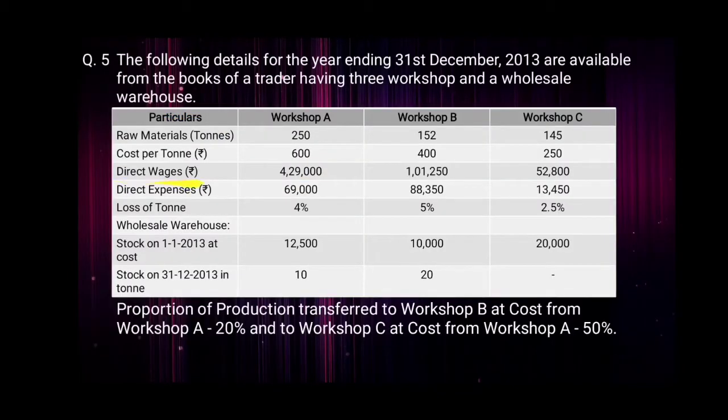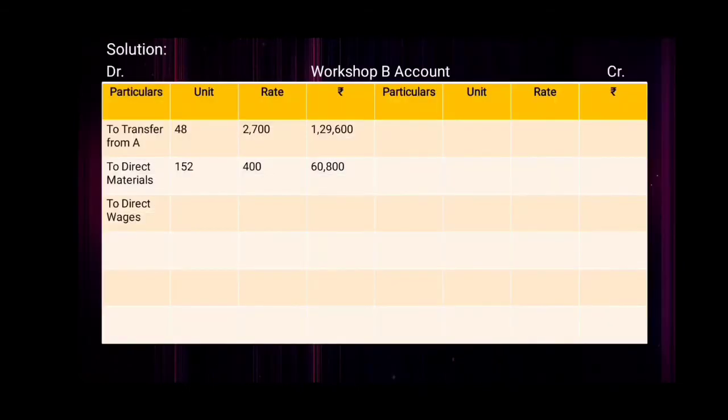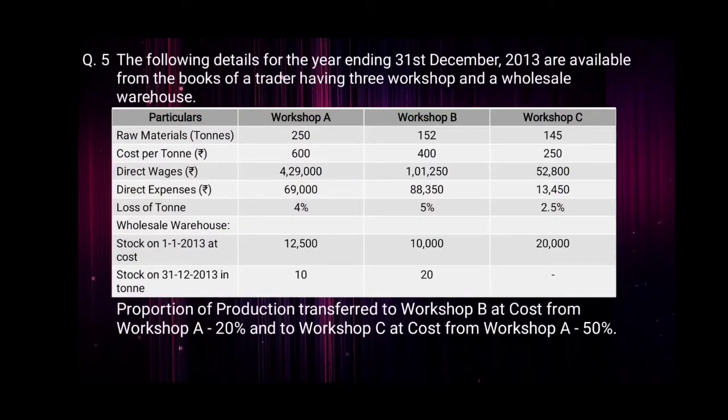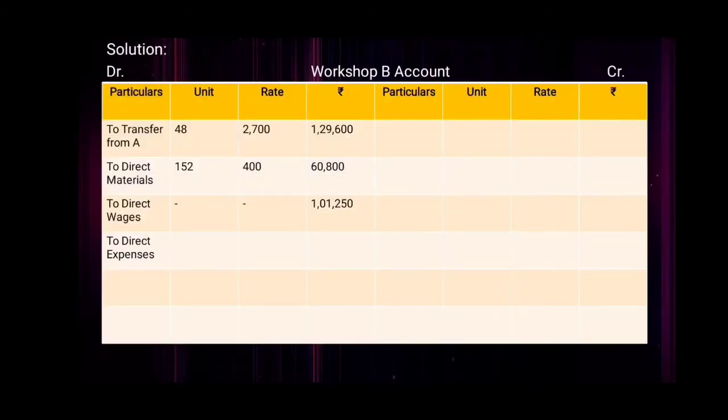Next, direct wages for workshop B is given as 1,01,250. To direct wages, amount will be 1,01,250. Next, direct expenses for workshop B is given as 88,350. To direct expenses, amount is 88,350.